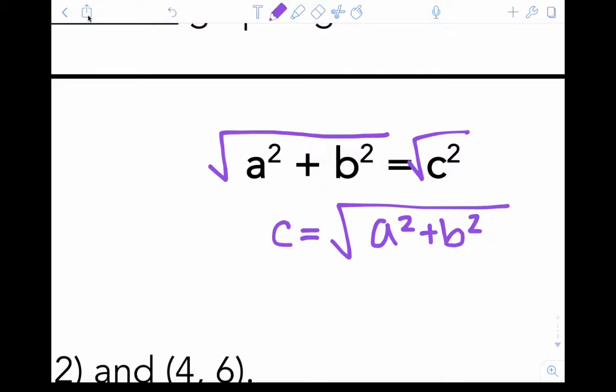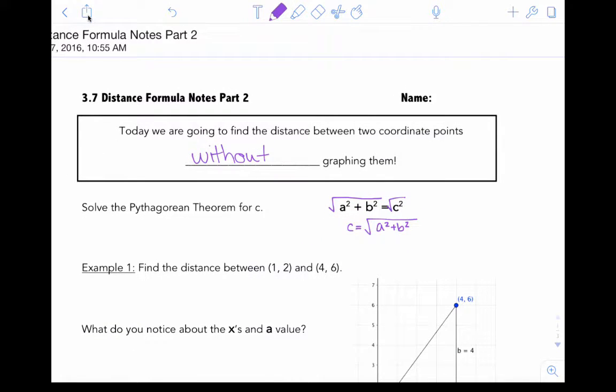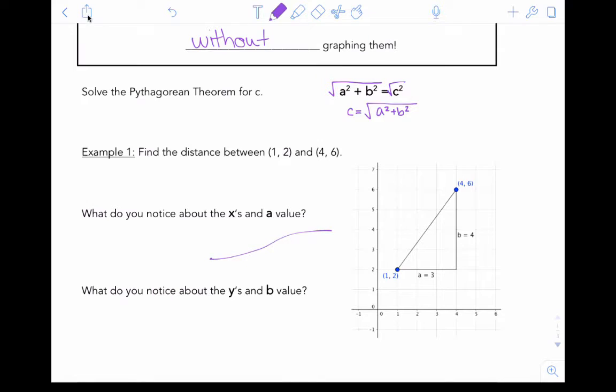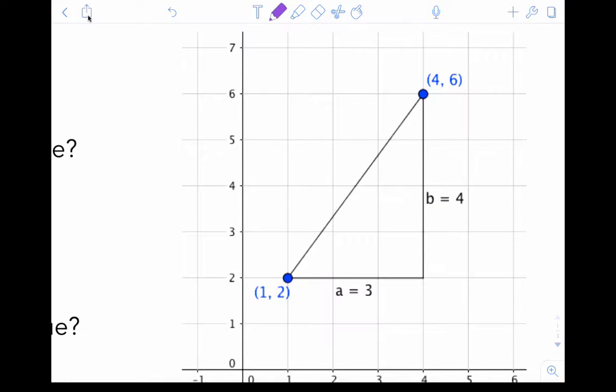All right, so moving on, we'll come back to this in just a moment. Let's look at our first example. Our first example says to find the distance between the points 1, 2, and 4, 6. So I went ahead and graphed this. And so this is what you did yesterday. You would graph the 2 points, create a triangle, and then find the distances of those legs and solve the Pythagorean theorem.